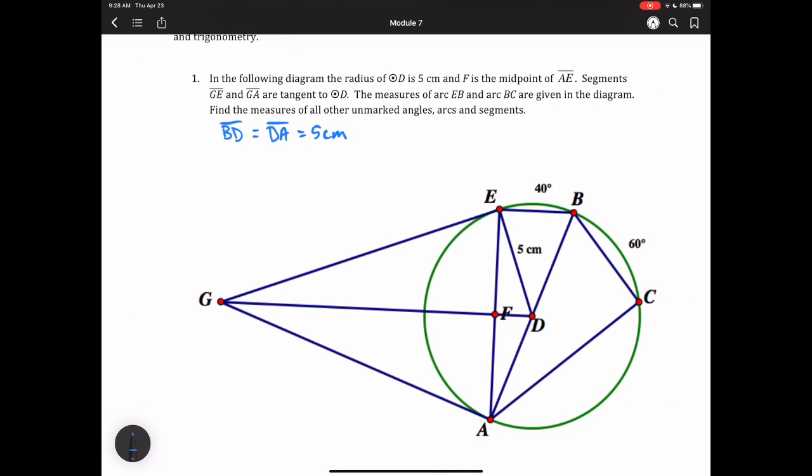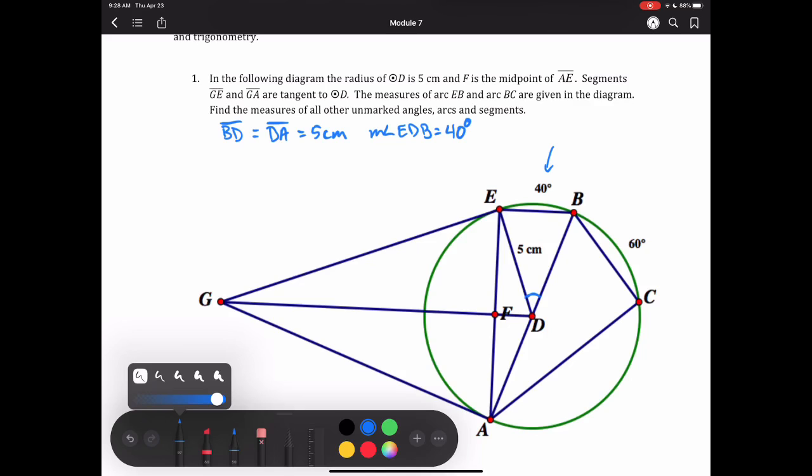Now let's look at some angle measures here, okay? We know that angle EDB is a central angle, right? Because its vertex is on the center of the circle. So I know that it will be equal to the arc that it intercepts. So the measure of angle EDB is equal to 40 degrees because that's the measure of the arc which it intercepts.